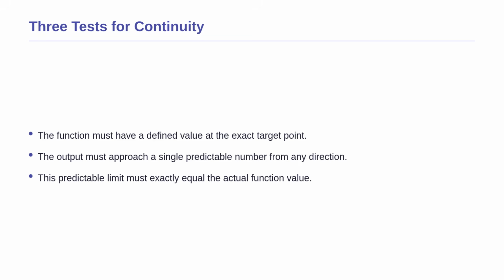Now that we understand what continuity feels like, let us look at how it works formally. For a complex function to be considered continuous at a specific point, it must pass three strict tests. First, the destination must actually exist. The function must have a defined value there. Second, as you get closer to the target from any direction, the output must approach a single predictable number, which we call the limit. Third, and most importantly, the value you expect to get as you approach must be the exact value you actually get when you step on the point.